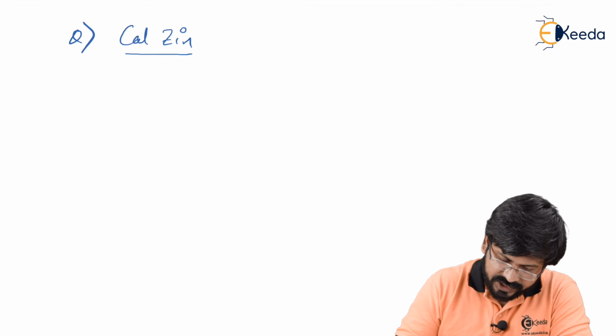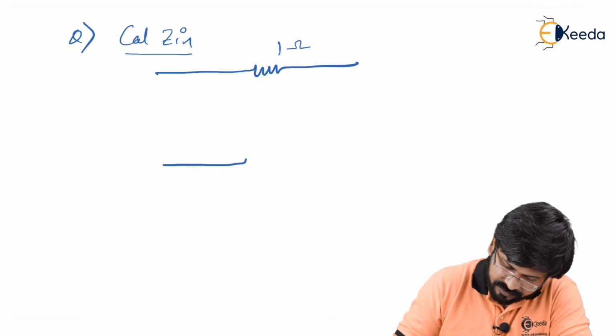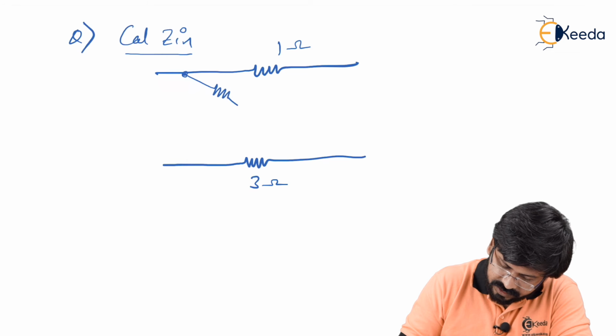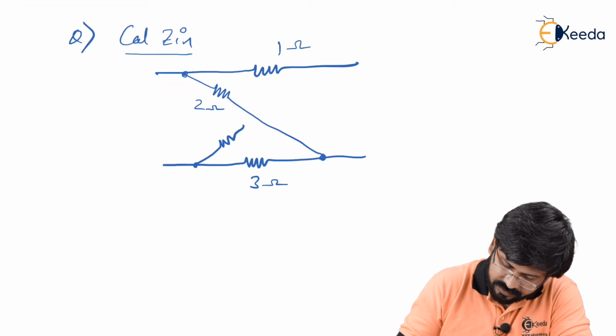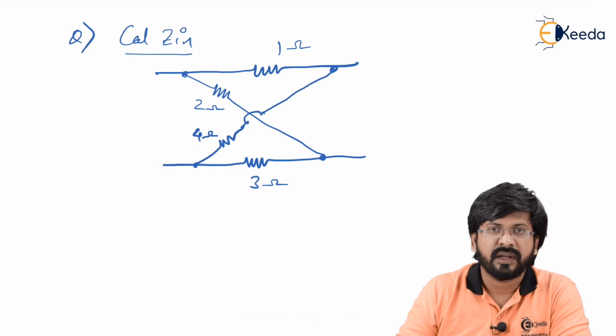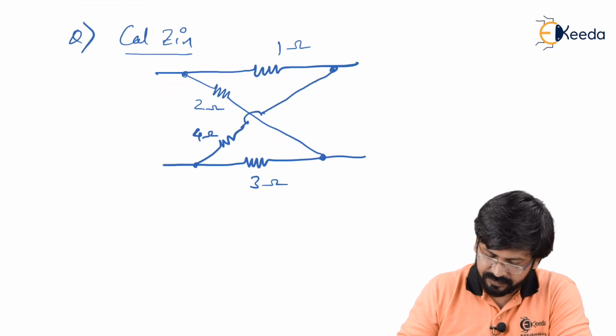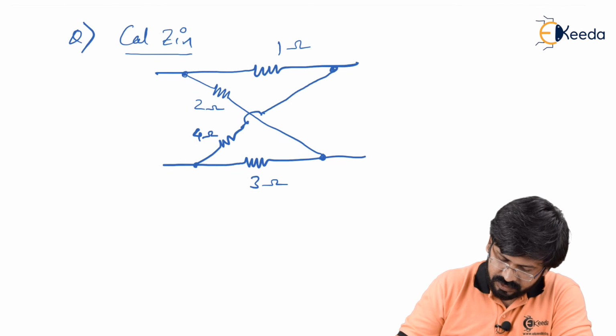Next question is calculate Z in, where the circuit is given like this. Let's say this is 1 ohm. Let's say this is 3 ohms. Let's say this is 2 ohms. And this is given as 4 ohms. And you have been asked to calculate Z in. As you can see, this lattice network is not going to match the standard lattice network. So how to deal with this?